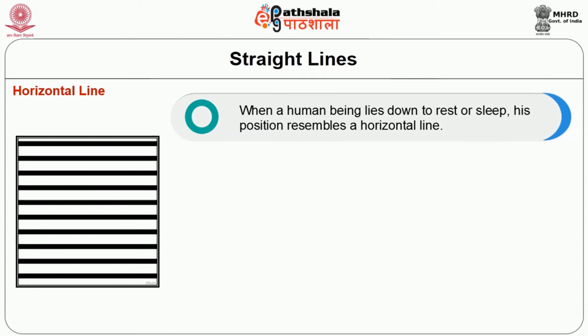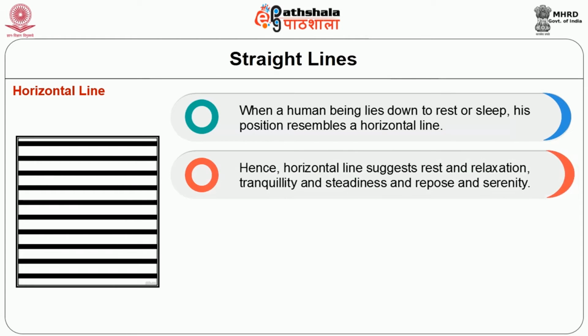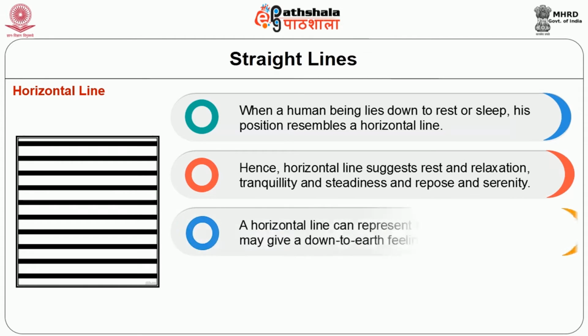We'll move on to the next, that's the horizontal line. When a human being lies down to rest or sleep, his position resembles a horizontal line. Hence, the horizontal line suggests rest, relaxation and tranquility. It can also represent the ground plane, hence may give a down-to-earth feeling.